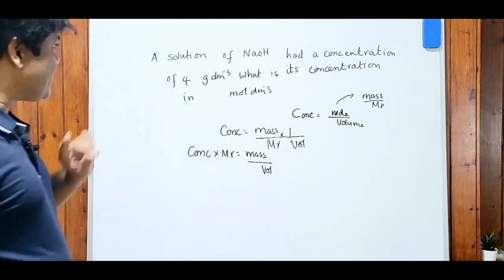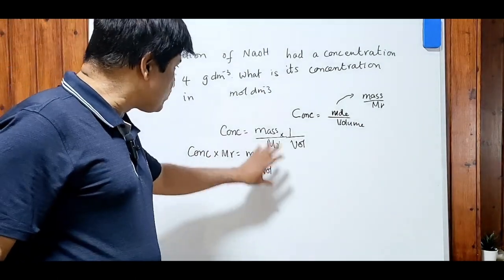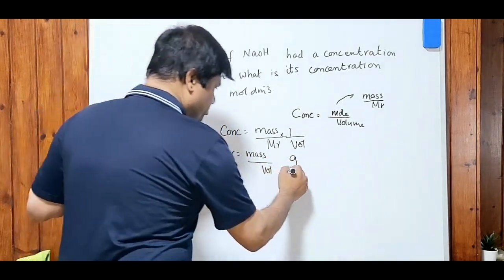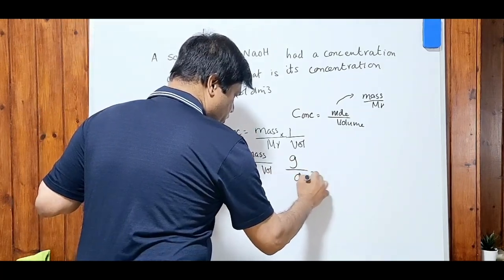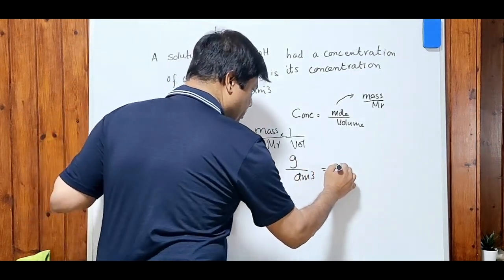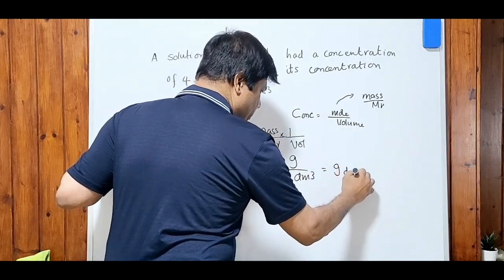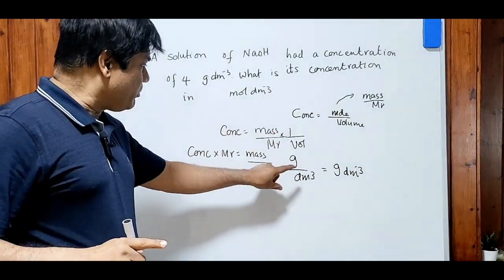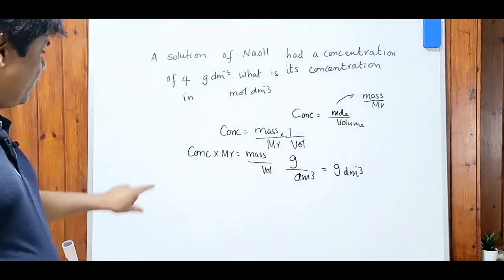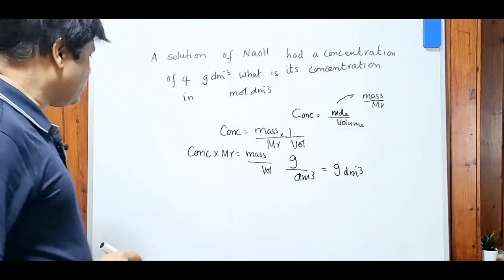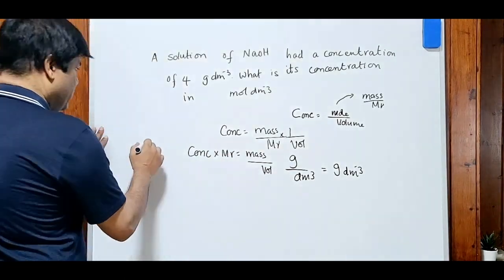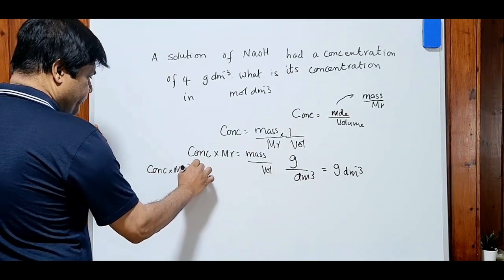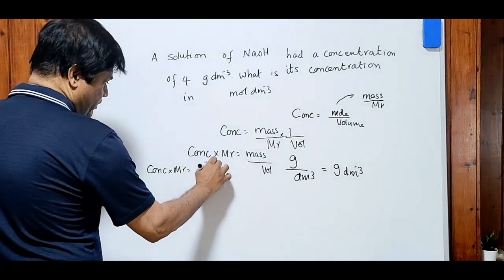How do you measure the mass? Mass is measured in terms of gram. How do you measure volume? dm cube. So bring that dm cube to that side, and it becomes gram dm minus 3. So to convert mole dm cube to gram dm cube, we have to multiply conc by its Mr. That's a short formula: conc times Mr equals gram dm minus 3.